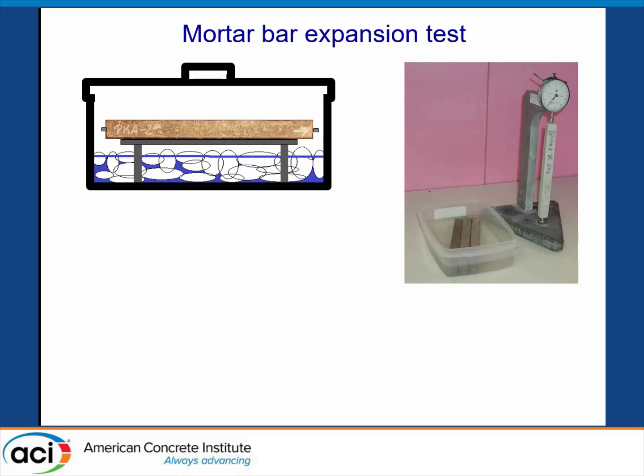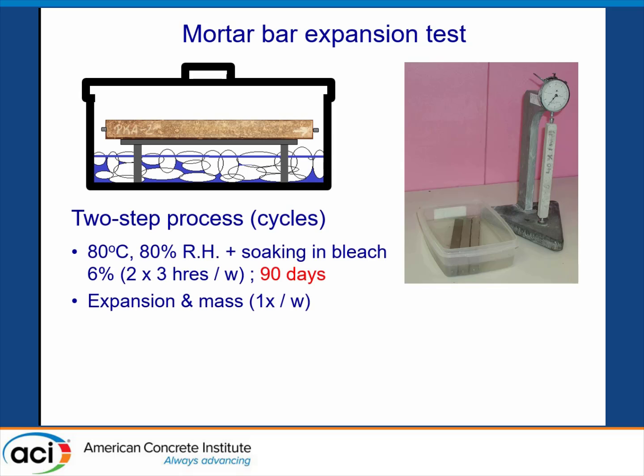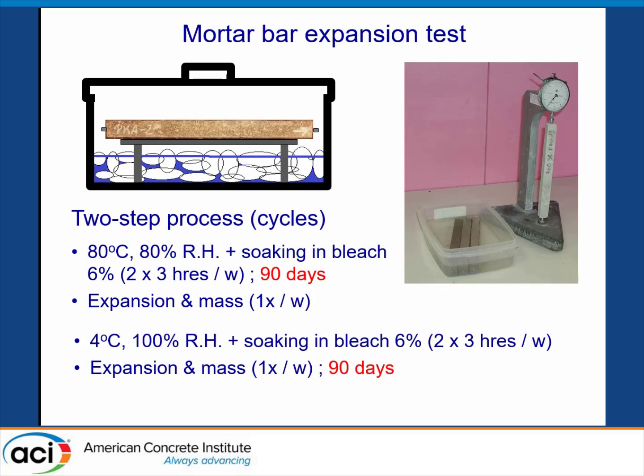And then we go to an accelerated mortar bar test, which is similar to the test used in ASR testing on mortar bars. It's the same type of mortar bar, but the conditions are really different. The first step of the test is 80% relative humidity, kept at 80 degrees, and the samples are soaked in bleach 2 times per week, and the test continues for 90 days. After that, we put the mortar bars at 4 degrees, 100% relative humidity. We continue to soak in bleach 2 times a week.